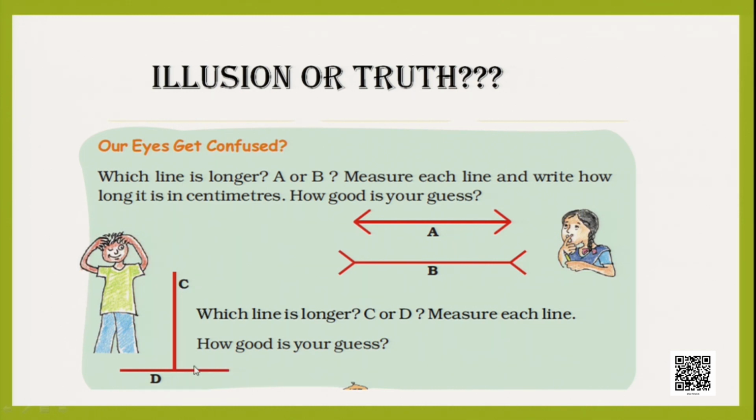They are also confused about these two lines. These lines are called perpendicular lines because D and C are making 90-degree angles with each other. So line C is standing on line D. C is a standing line. D is a sleeping line. Again, Meena is saying C is longer than D, whereas Mohan is saying no, C and D are both of equal length. So according to Mohan, A and B are equal in length, and C and D are also equal in length.